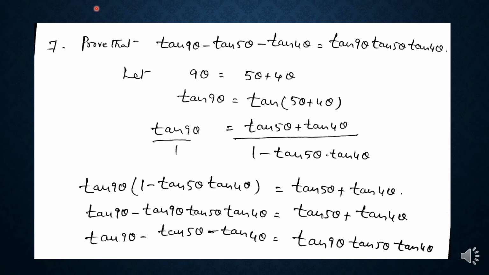So here we used the formula tan of a plus b, and by the cross multiplication and simplification we got the required result here, that is tan 9 theta minus tan 5 theta minus tan 4 theta is equal to tan 9 theta into tan 5 theta into tan 4 theta. So this type of problems are very important.